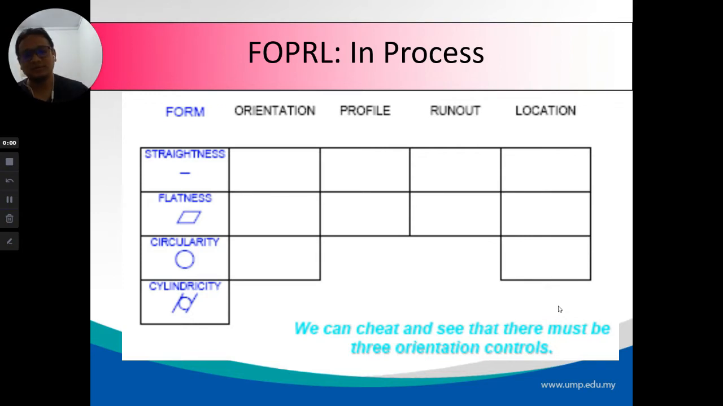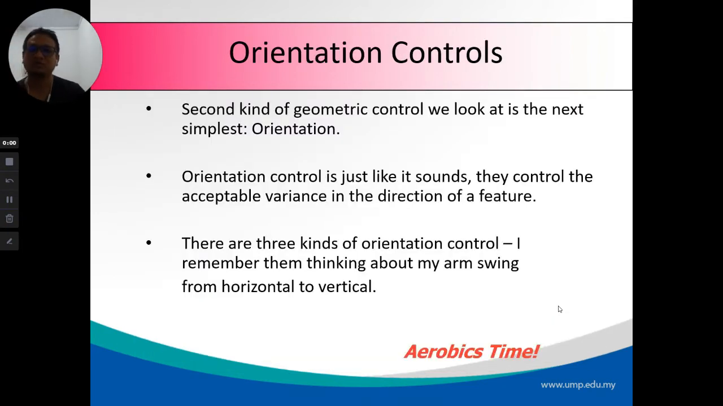Okay. Second one, the orientation controls. The second kind of geometric control that we look at is the next simplest, which is orientation. Orientation is just like it sounds. There are three kinds of orientation control. I remember thinking about my arm swinging. If you swing your arm like that, you can see your arm is oriented on the horizontal. If you go like this, it's oriented on the vertical.